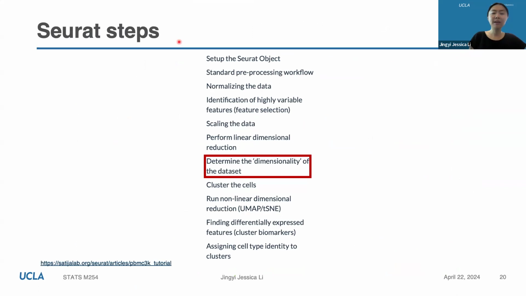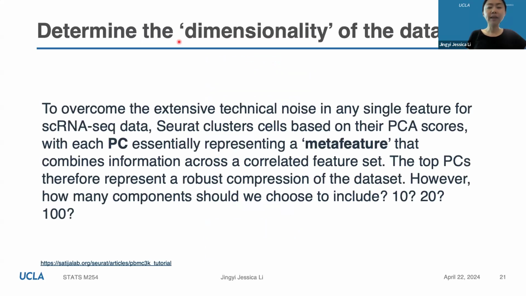All right, so then let's quickly move to the next part, but we'll finish soon. This is about how to determine the number of PCs to include, right? Especially if you want to use IRLBA, you need to pre-specify the K. How do you do it? Okay, so this is the key issue. To overcome the extensive technical noise in any single feature for scRNA-seq data, Seurat clusters cells based on their PCA scores, with each PC essentially representing a meta feature that combines information across a correlated feature set. The top PCs, therefore, represent a robust compression of the data set.